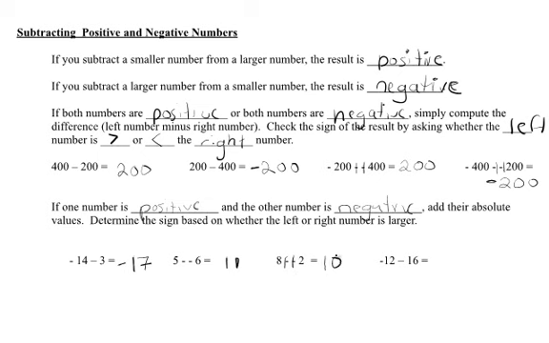That's 10. Then we have negative 12 minus 16. Negative 12 minus 16, we're going to add their absolute values. So that's going to be 28. And it's going to be negative 28.